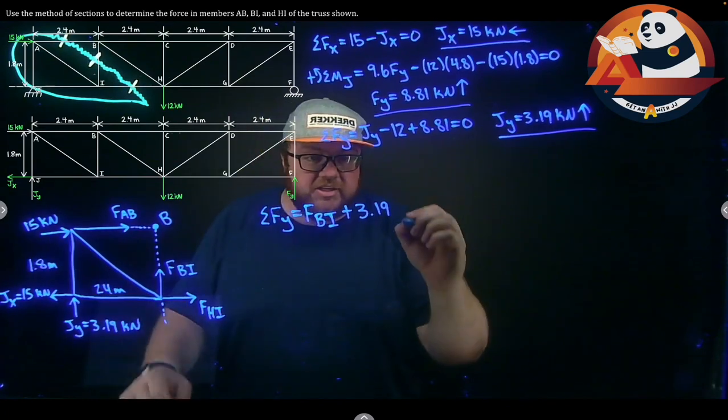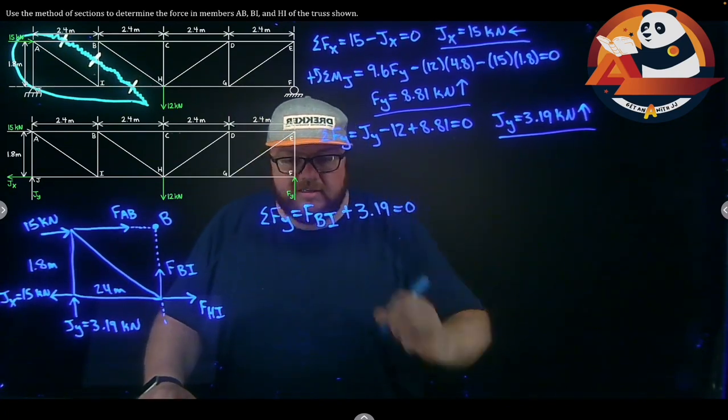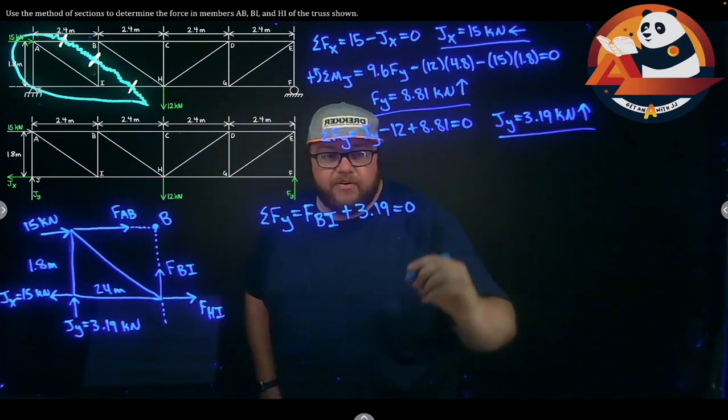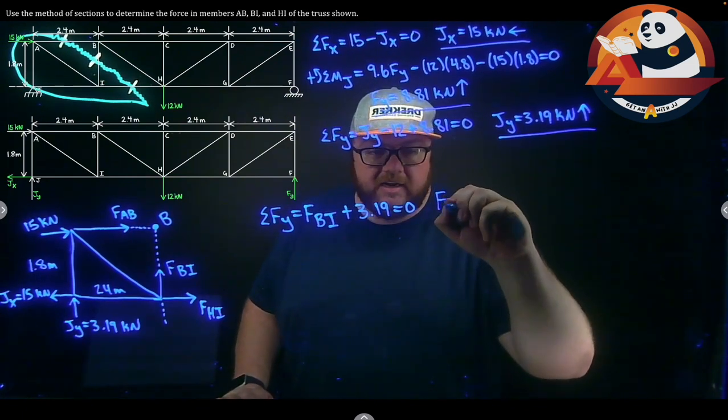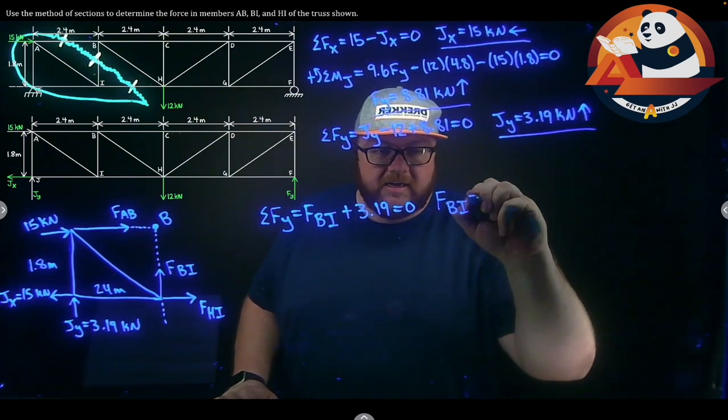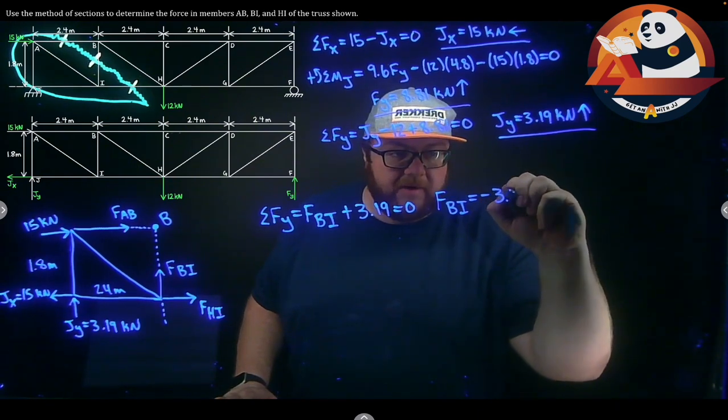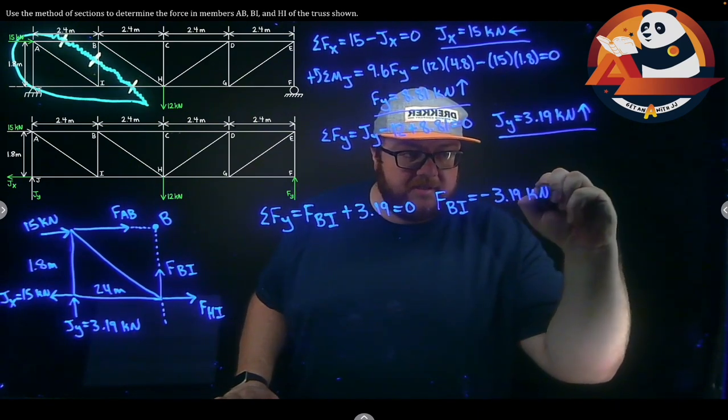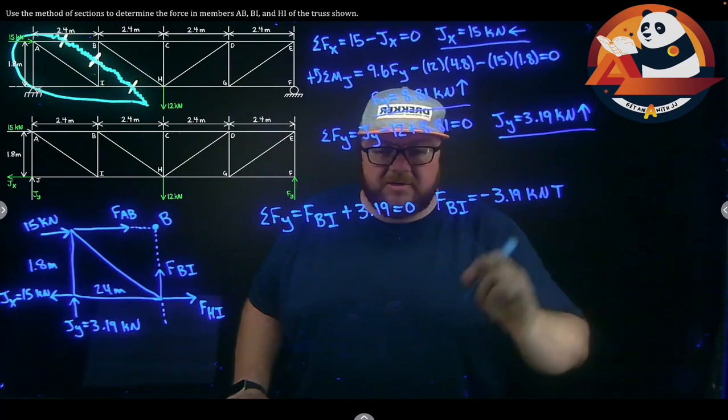And everything else is in the x direction, so that equals 0. Which means when I solve for FBI, I'm going to get a negative answer. FBI is negative 3.19 kilonewtons. That was negative when I assumed it was in tension.